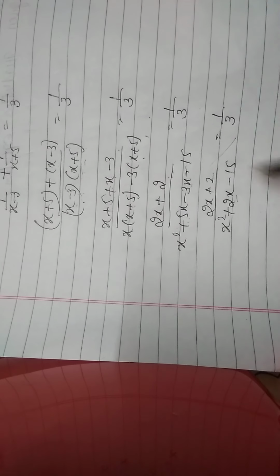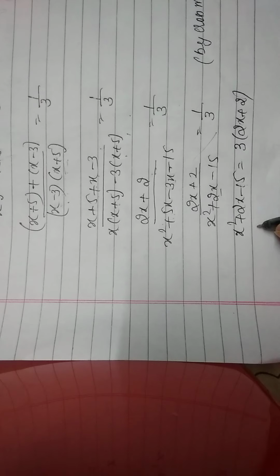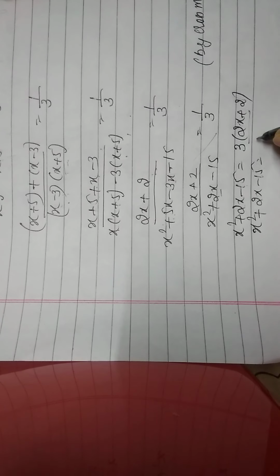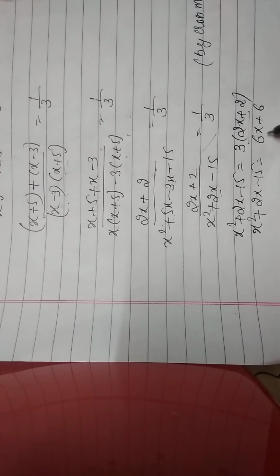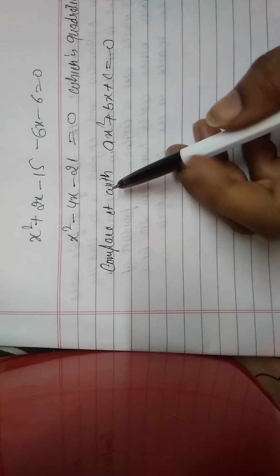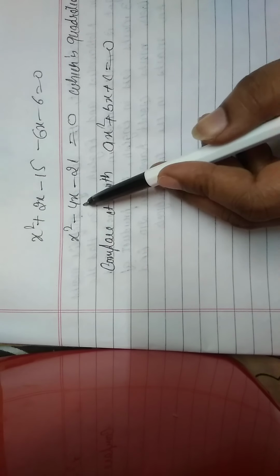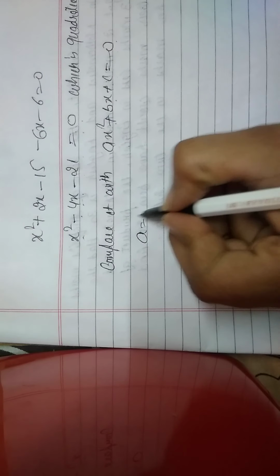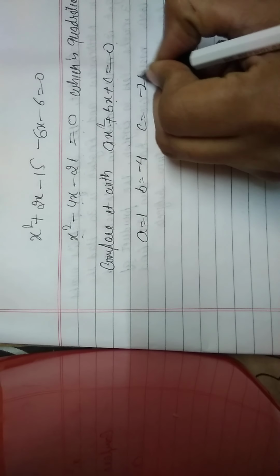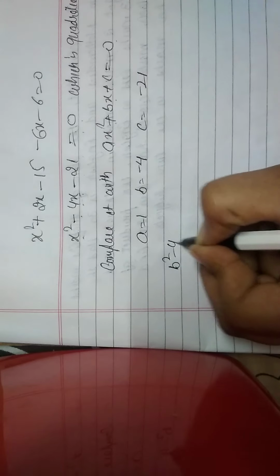Now by cross multiplying, 3 is multiplied by each term: 3x square plus 6x minus 45 equals x plus 5 plus x minus 3, so 6x plus 6, and both terms shift to the left side by changing their sign. Now we have the quadratic equation x square minus 4x minus 21 equal to 0. Compare with ax square plus bx plus c equal to 0. Here a, the coefficient of x square, is 1, b, the coefficient of x, is minus 4, and c, the constant term, is minus 21. So find firstly b square minus 4ac.